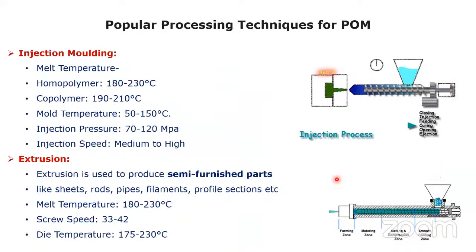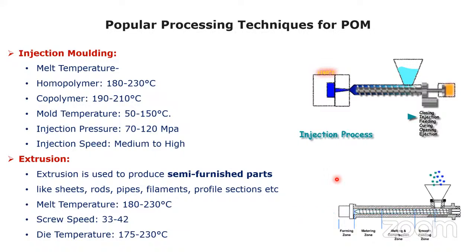So polyoxymethylene, or we can say acetals, is generally called polyoxymethylene. By which processing techniques can the articles be formed? First, polyoxymethylene or polyacetals can be processed by injection molding.